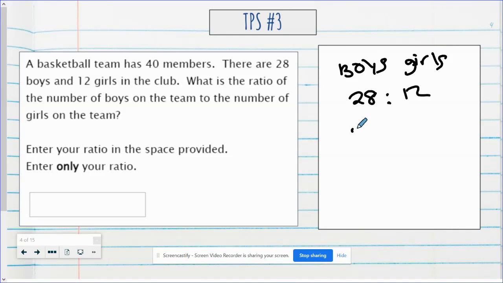Now remember, there are 3 ways to write a ratio. Using a colon, using the word to, and then I want you to guess the last one. You guessed it, using a fraction. Remember, when you write it as a fraction, the first one goes on top. All right, let's keep going.